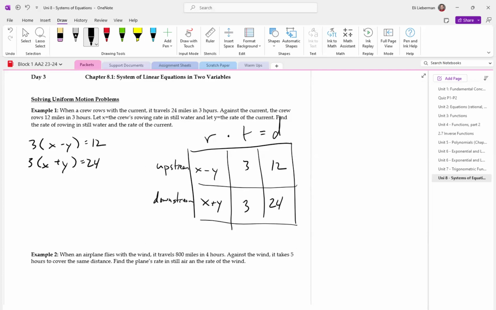So you could distribute, but instead of distributing, I'm going to take both of these and divide by 3. So we have X minus Y equals 4, X plus Y equals 8. And this is really nicely set up so that we can eliminate. Yeah, I'll let you finish this.